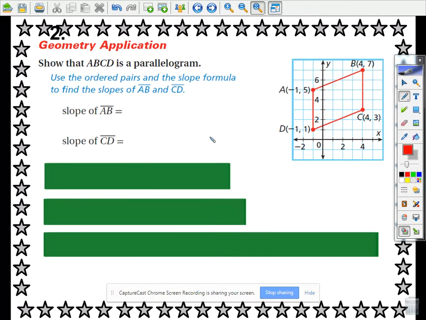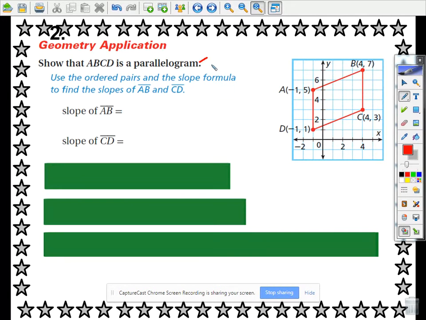Sometimes we have to apply this to geometry. You're going to be doing a lot of this next year. It says show that ABCD is a parallelogram. So we have to use mathematical knowledge that we have to sort of prove. So when we think of a parallelogram, we have to say what makes a parallelogram a parallelogram.